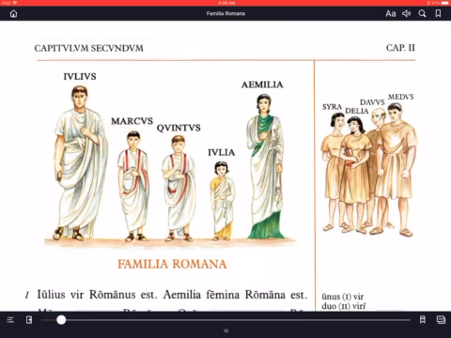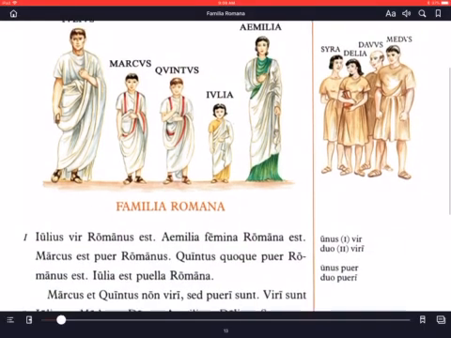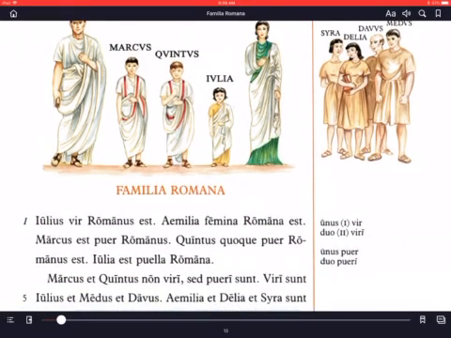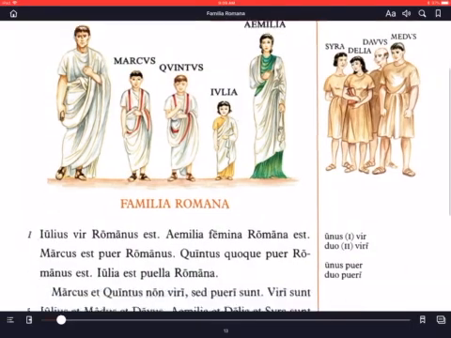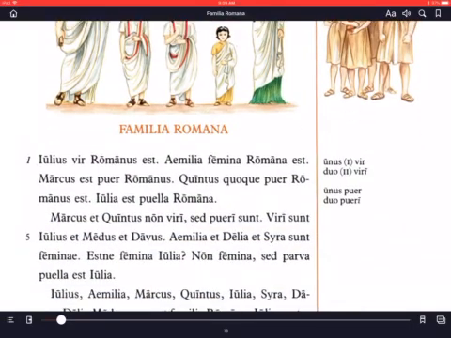Now, familia in Roman times, you could translate it as family, but maybe household might be better. It would include the slaves that work in the household. All right, let us take a look at the chapter.